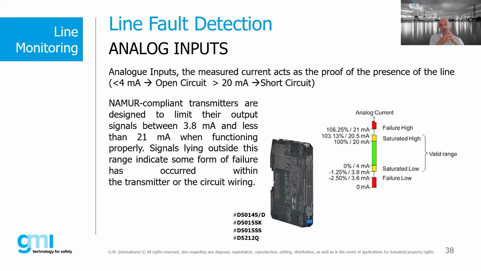Basically, line fault detection in analog input is really intrinsic, because for the more complex transmitters, the limit can be 3.8 milliamps as the lowest and 21 milliamps as the highest. In that case, our modules transmit a 4 to 20 milliamp signal transparently, so they do not limit the signal at 4 or 20. They have a broad range, and here you can easily get the information about the fault in the field.